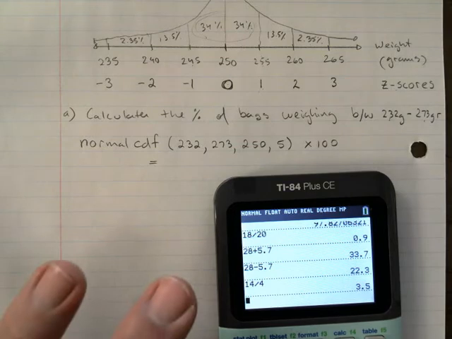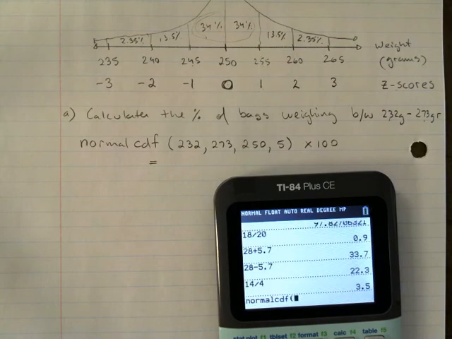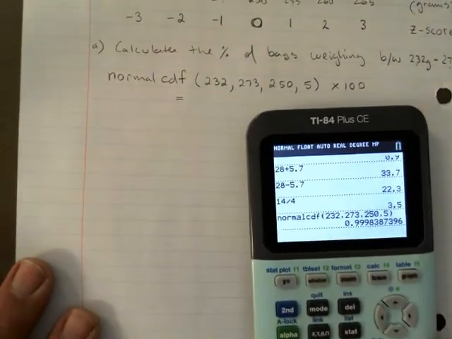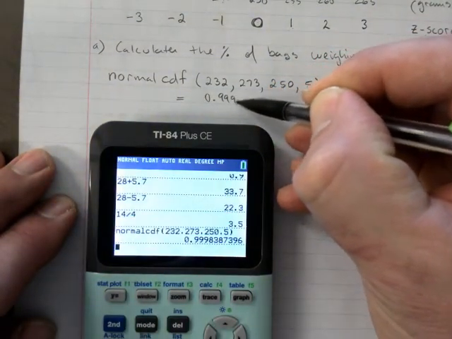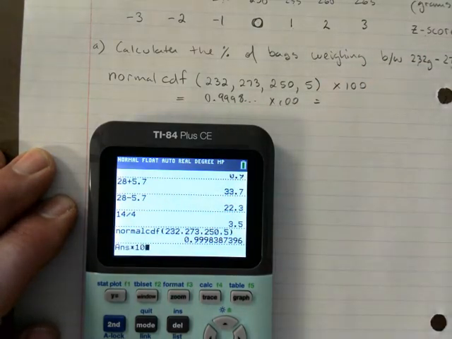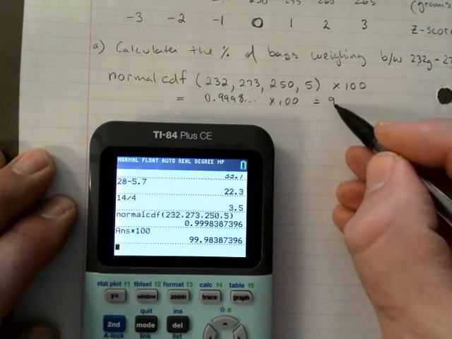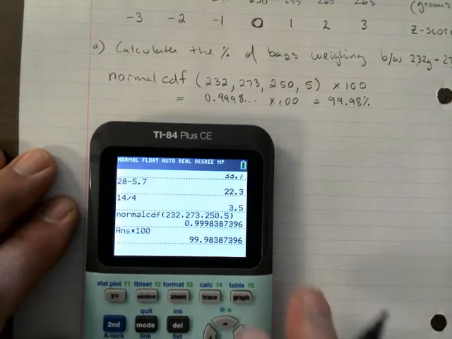Okay, so follow me with your calculator now. Let's quit. I'm going to go second vars, call normal CDF, okay, the second option, and then just type in 232, 273, 250. Always use commas in between. If you don't, it will complain if you make a mistake. And so we get, I will write that down here, 0.9998, times 100, so you multiply that by 100 or shift the decimal 2 places, 99.98%, almost 100%, right, of bags would be there.